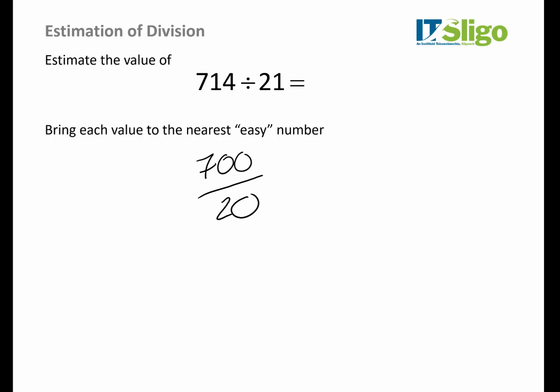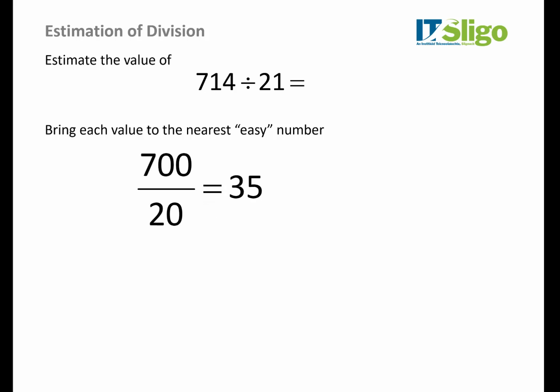Because now, guys, I can divide the top by 10 and the bottom by 10. And I've got 70 divided by 2. So my estimate is 35. So we just divided top and bottom by 10. That's why I write them above and below each other like that as a fraction.